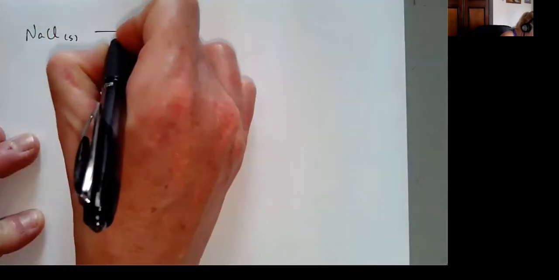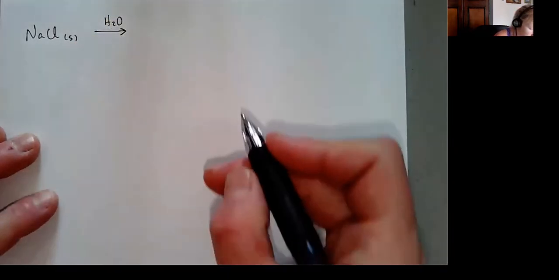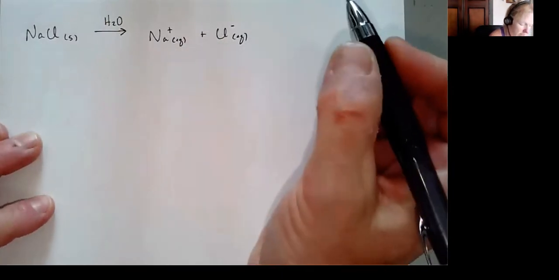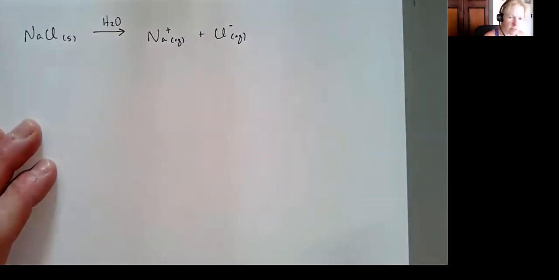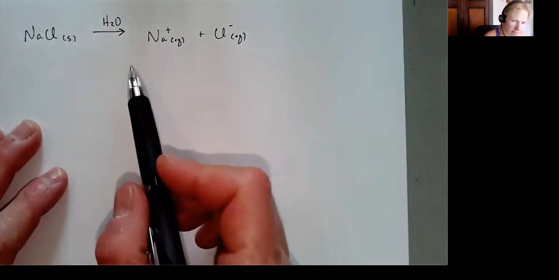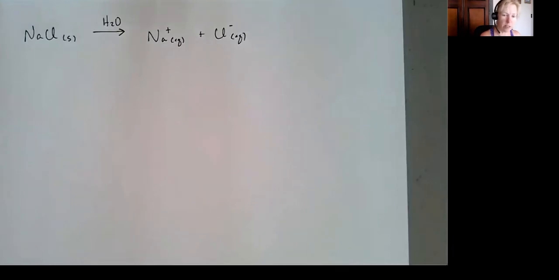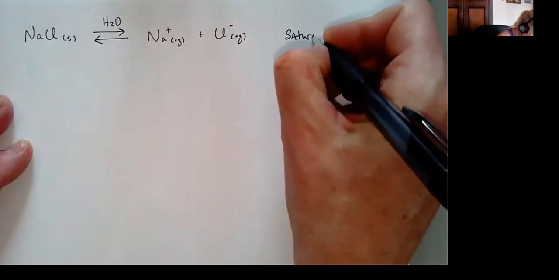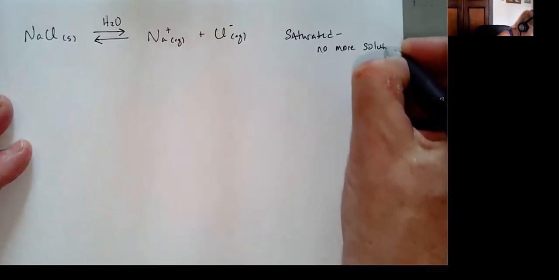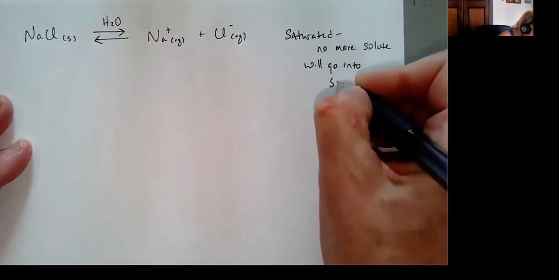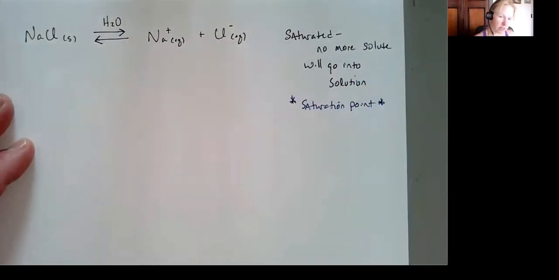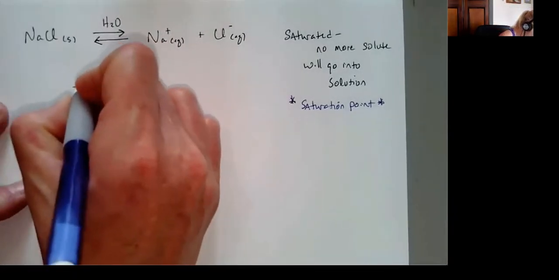So if I have sodium chloride solid, let's say I add that to water. So I'm just going to write water over the arrow. I'm going to start forming ions in solution. So I'm going to note them here as aqueous. And so I can continue to add sodium chloride, and sodium chloride is very soluble in water. And so I can add a lot of that. But at some point I'm going to get to the point where I'm going to have too much solute and I'm going to stop being able to dissolve it. And so at that point we would call that saturated. No more solute will go into solution. This is called the saturation point. When you're at the saturation point, you're really at a place that's also called dynamic equilibrium.